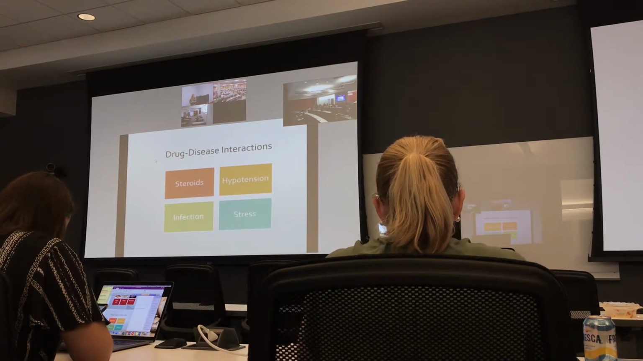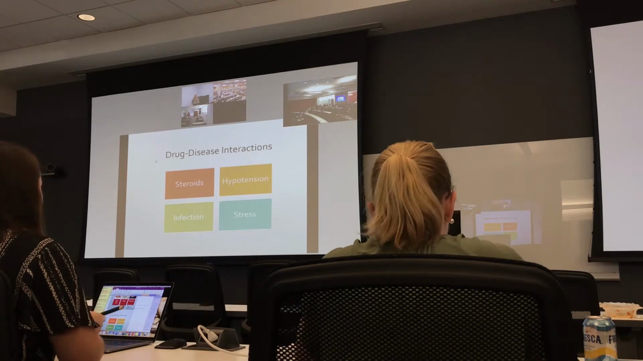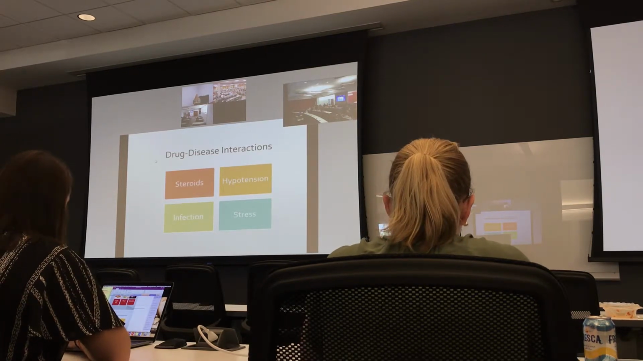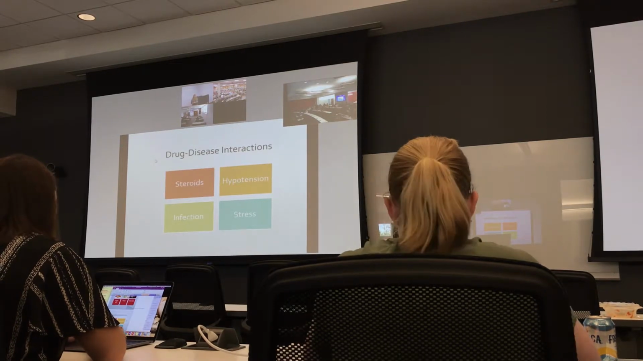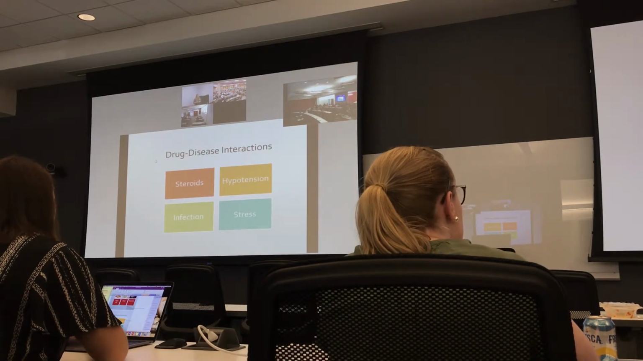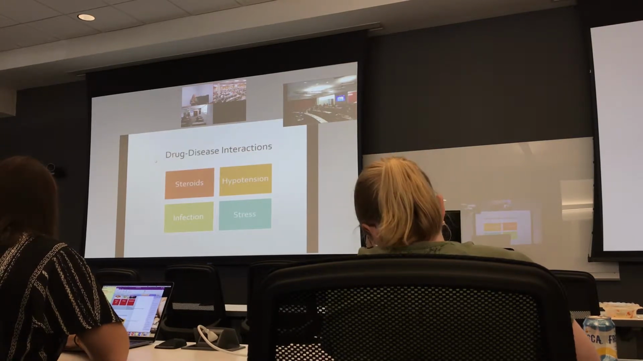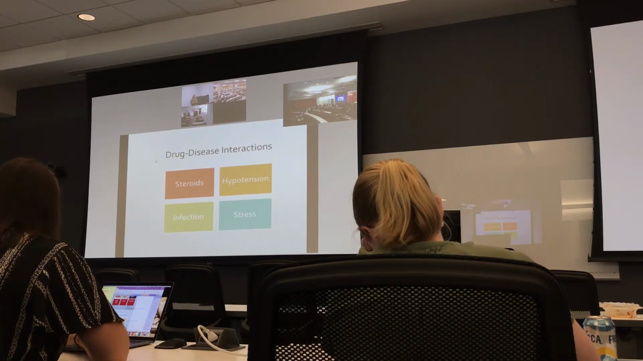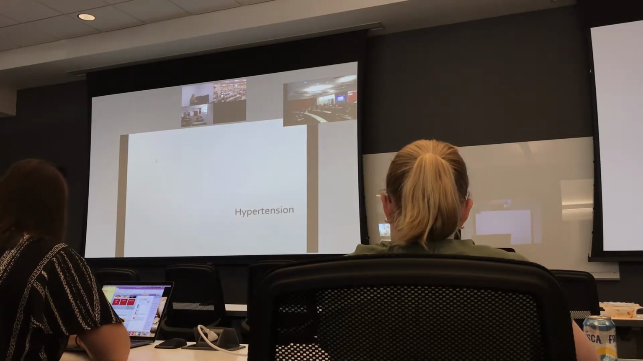And then hypotension can be confused with hypoglycemia. The dizziness associated with hypotension can get confused with the dizziness associated with hypoglycemia. So it's really important that patients check their pressure and their sugar at the same time to figure out what that dizziness is caused by. All right, let's move on to hypertension.